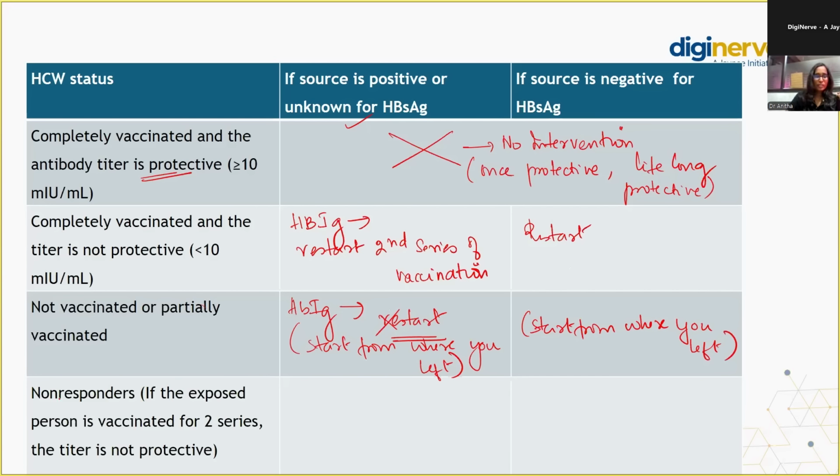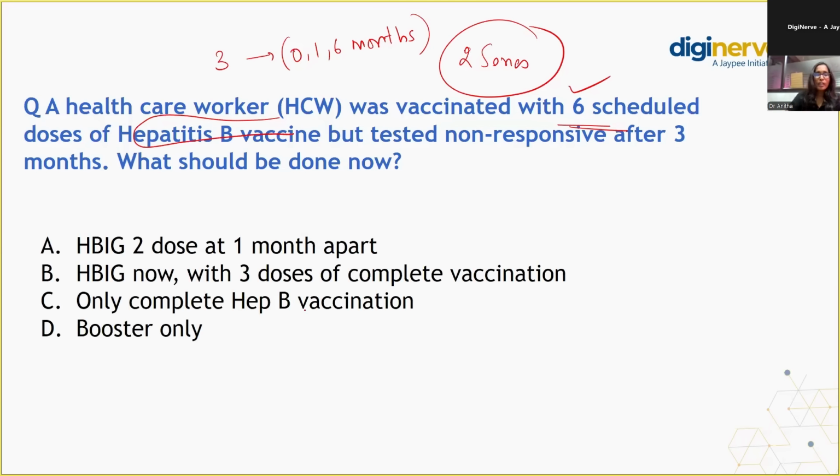Okay. Next, this question. This is a question which they have asked in INI-CET. Non-responder, that is after 2 complete series of vaccination, that is they have taken 6 doses, still their titers are less than 10. In such condition, if at all you have got a prick from a HBsAg positive patient, you have to take immunoglobulin 2 doses, 1 month apart. And if you have got a prick from a negative patient, no need to do anything, no intervention is necessary. So the answer here would be you have to take hepatitis immunoglobulin.